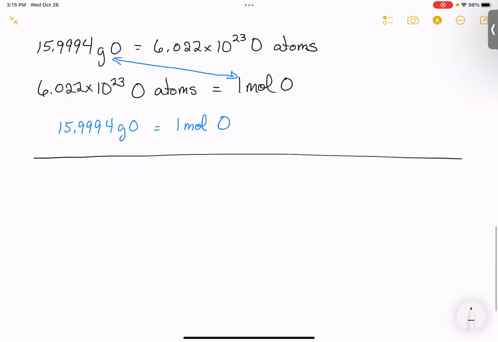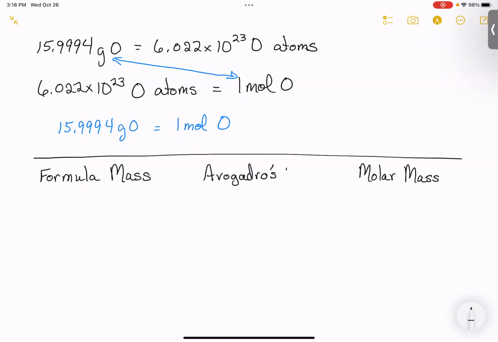I said we were going to talk about formula mass, molar mass, and Avogadro's number. They are all related.